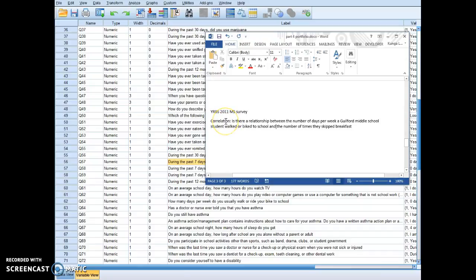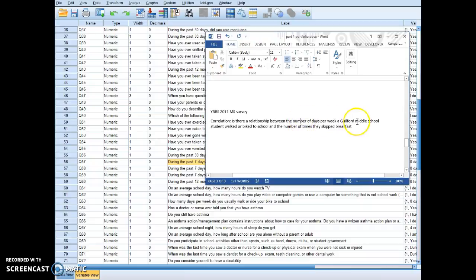Before I conduct the correlation test, we need to make sure that the question qualifies for a correlation test. And we know that for a correlation to occur, there have to be two ratio or interval variables within the question. So now let's see if there are ratio or interval variables in our question.